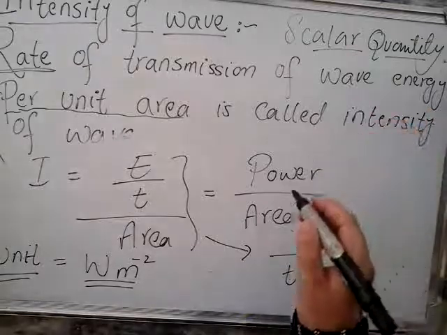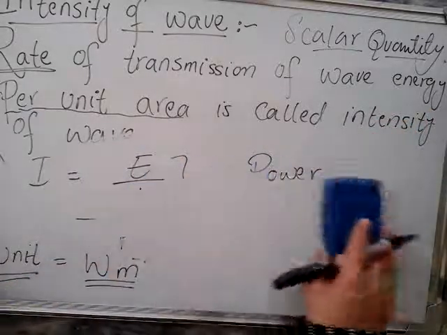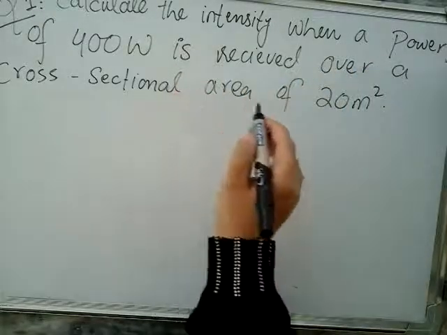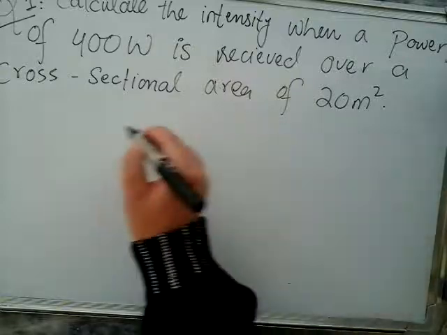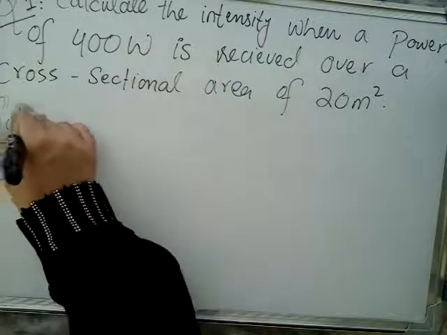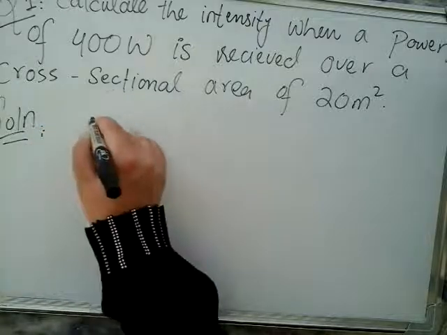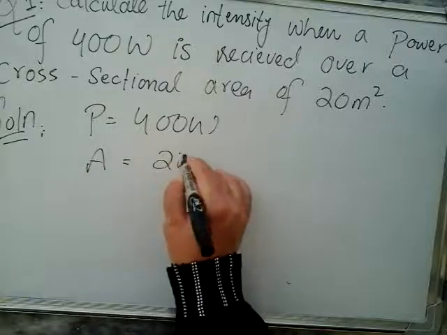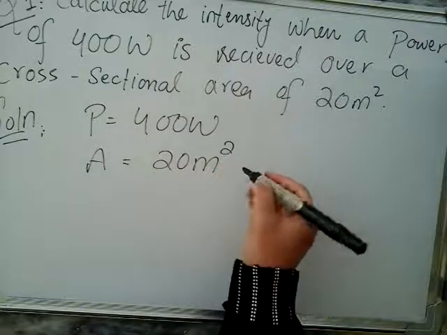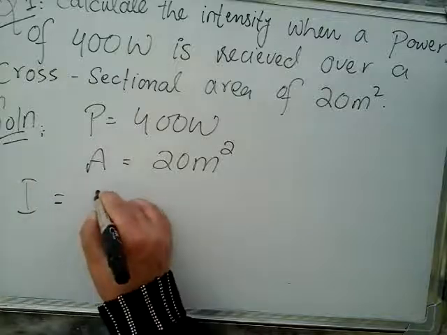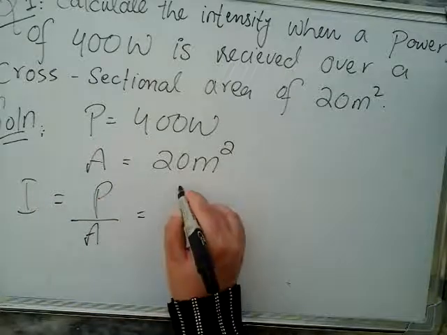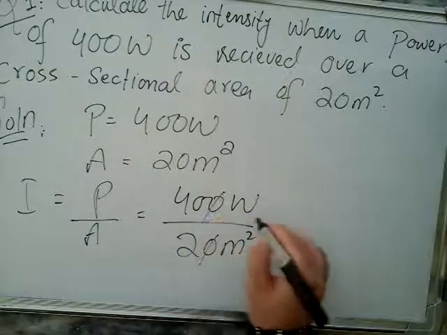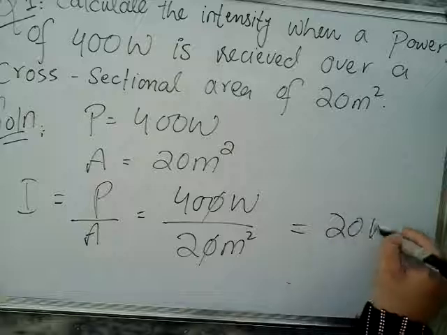So let's solve some questions related to the intensity of waves. Calculate the intensity when a power of 400 watt is received over a cross-sectional area of 20 meter square. So definitely the power is 400 watts and area is 20 meter square. So the intensity would be equal to power over area, 400 watt divided by 20 meter square. It will come out to be 20 watt per meter square.